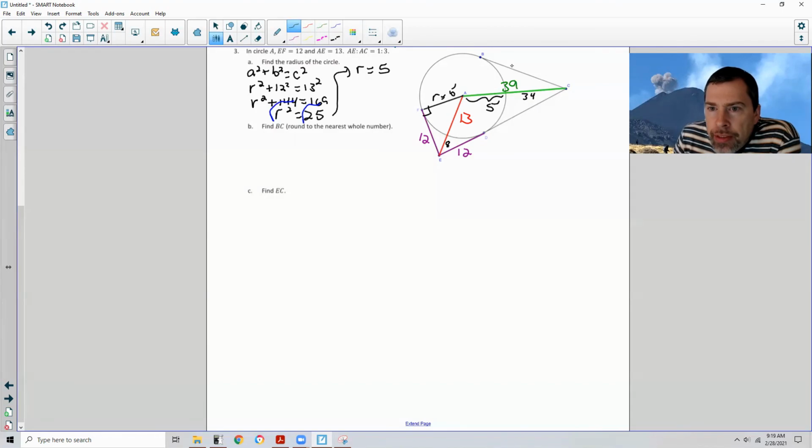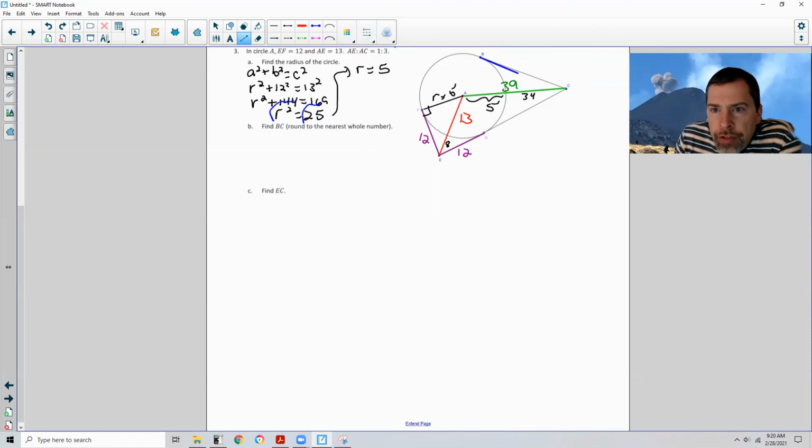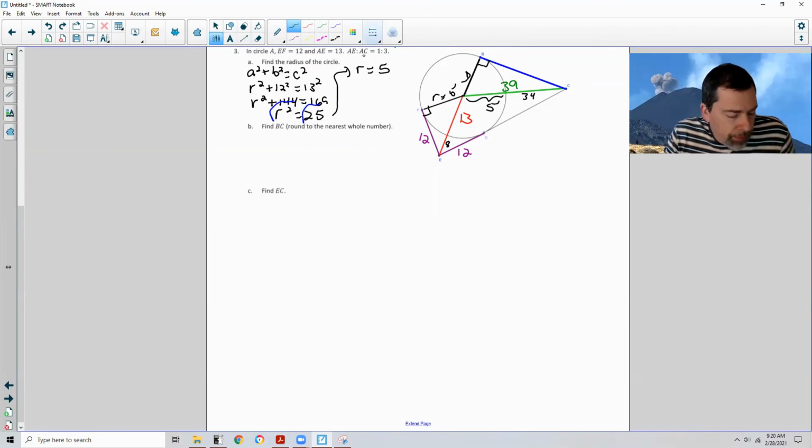Where's BC? BC is over here. Okay, so how am I going to find BC? Let's switch this to, what color have I not used yet? Blue. So I want to find this now. Again, if I draw another radius over here, I have now created another right triangle over here, and I know this is 5. And I don't know what that is I just drew. That sure wasn't a 5. So this is 5. I don't know this, but I know my hypotenuse is 39 in this one.